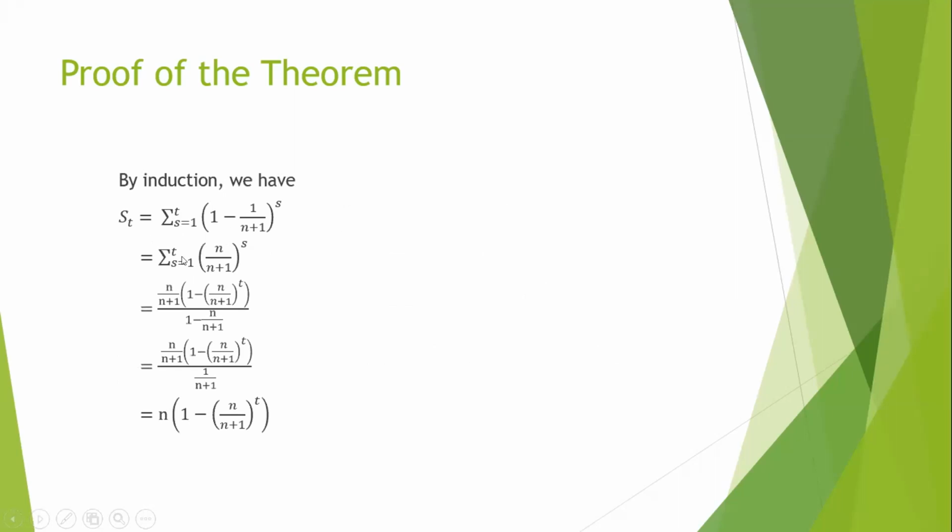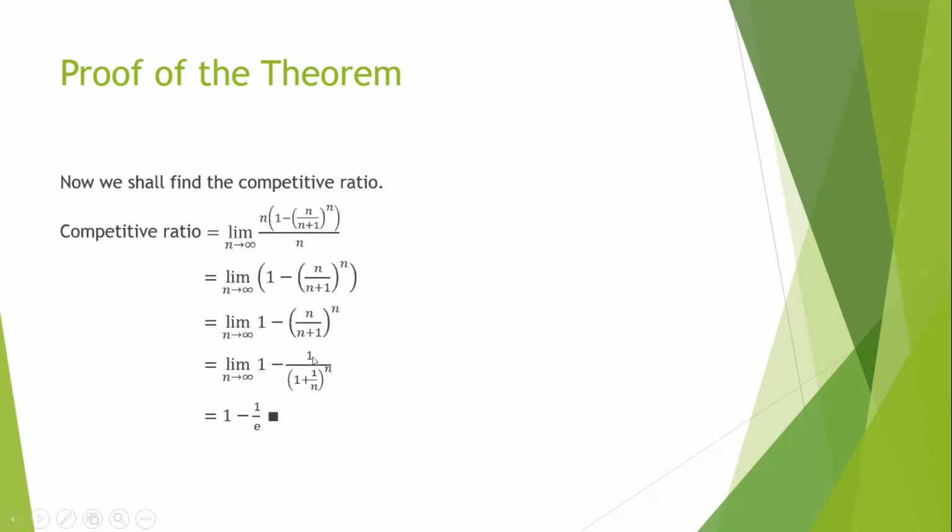By induction, we get that St is equal to 1 minus 1 over n plus 1 to the power s, where s goes from 1 to t. This in turn is equal to the summation of n over n plus 1 to the power s from s equal to 1 to t. Using the geometric progression formula, we get that St is equal to n times 1 minus n over n plus 1 to the power t. Now we should find the competitive ratio.